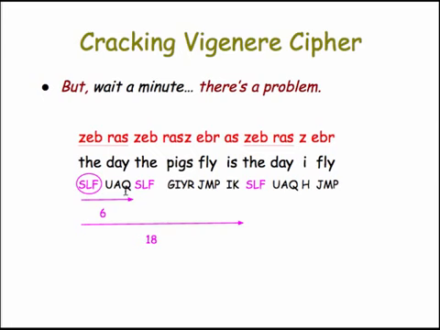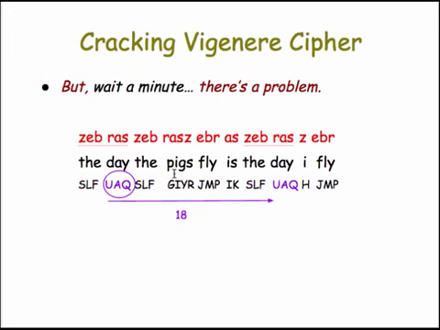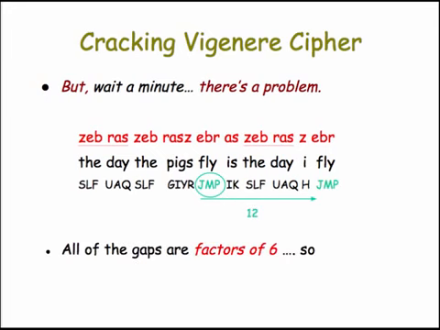And the distance between these two repetitions is 6 letters, and the distance between these two is 18. Similarly, the UAQ segment is repeated twice, and the distance between it is 18 letters. JMP is repeated twice, and the distance between it is 12 letters. So, as you can see from those examples, the gaps between these repetitions are all factors of 6. That's the key to breaking Vigenere cipher.